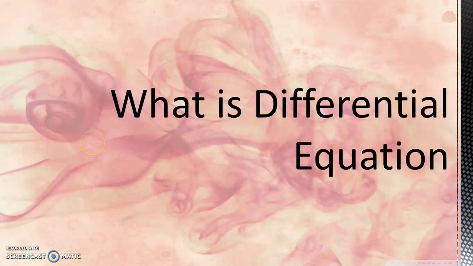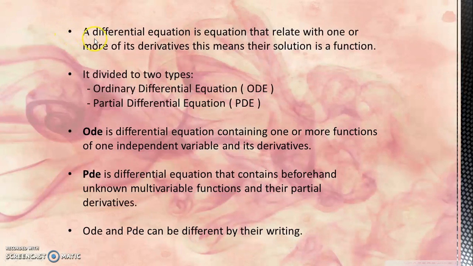What is a differential equation? A differential equation is an equation that relates a function with one or more of its derivatives. This means their solution is a function. It is divided into two types, which are ordinary differential equation (ODE) and partial differential equation (PDE). ODE is a differential equation containing one or more functions of one independent variable and its derivatives.